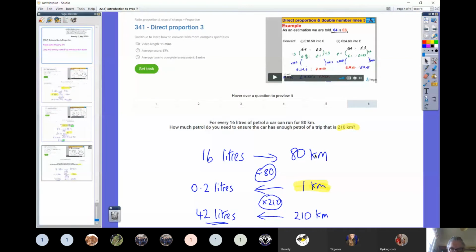So dividing both sides by 80, we get 1 kilometre being 0.2 litres. And I've got that by doing 16 divided by 80. So if 1 kilometre is 0.2 litres, for 210 kilometres I'm going to multiply both sides by 210. 0.2 times 210 is 42 litres.